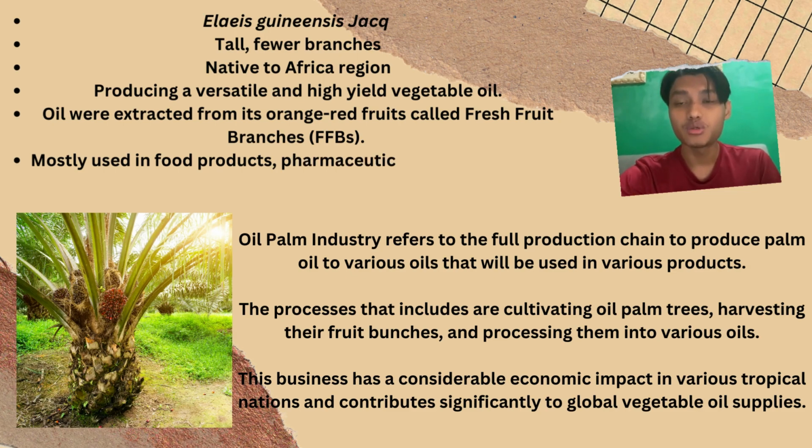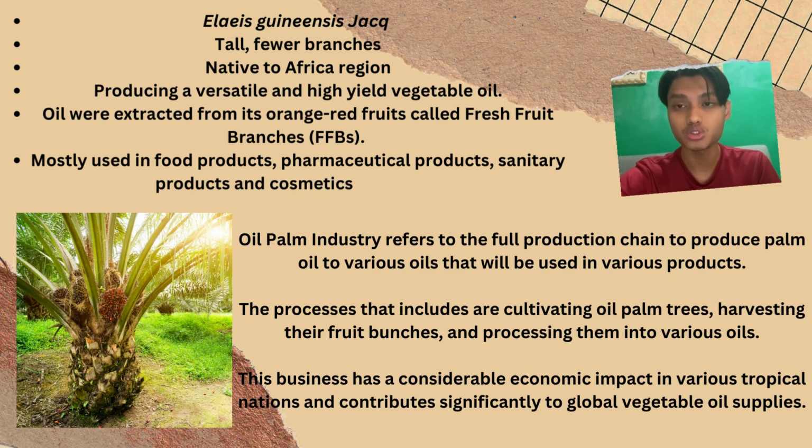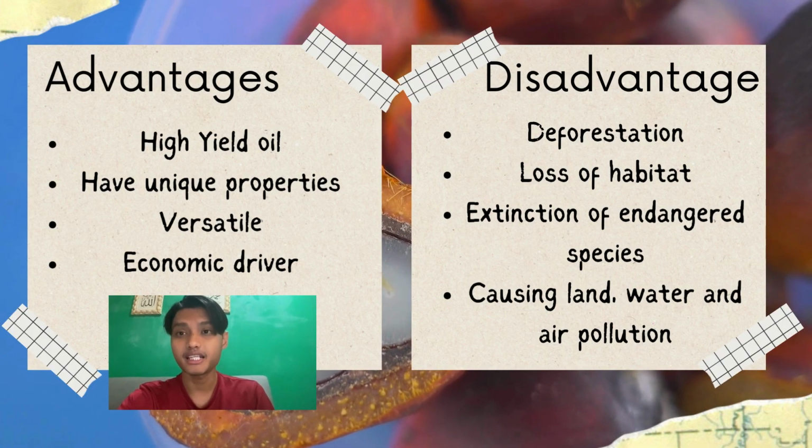Palm oil is mostly used in food products, pharmaceutical products, sanitary products such as soap and shampoo, and cosmetic products. The palm oil industry refers to the full production chain to produce palm oil into various oils that will be used in various products. The processes include cultivating oil palm trees, harvesting their fruit bunches, and processing them into various oils. This business has a considerable economic impact in various tropical nations and contributes significantly to global vegetable oil supplies. So moving on to the advantages and disadvantages.